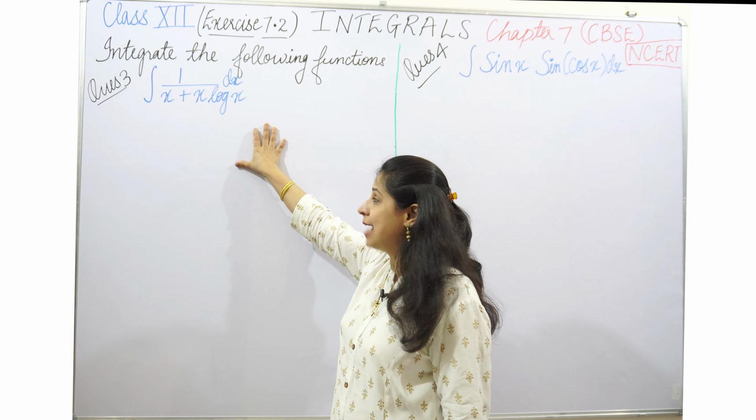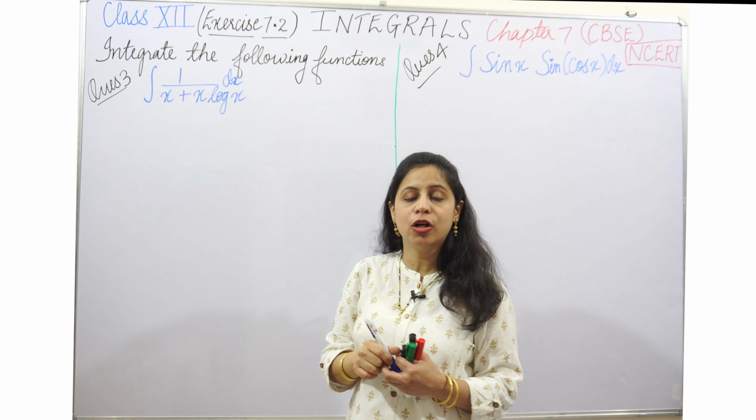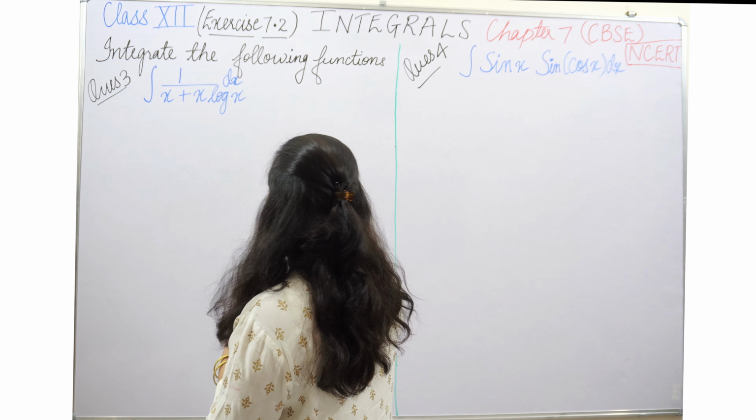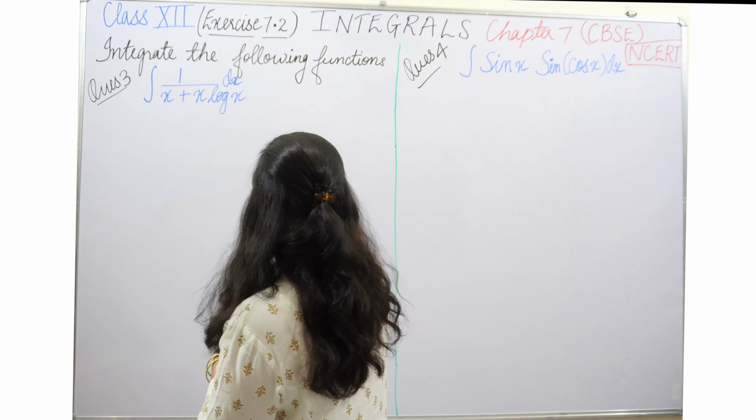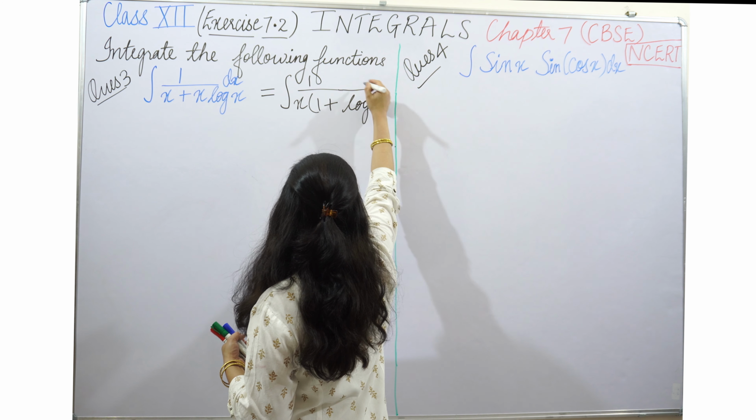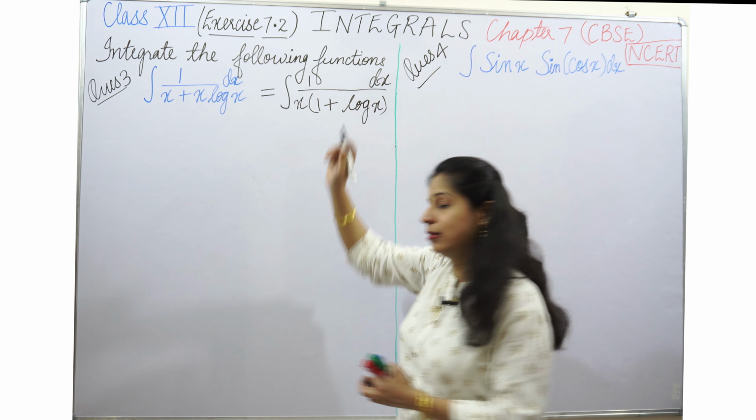Now the method of substitution is used over here. In the whole exercise, the method of substitution is being used. Okay. So what I will be doing over here, I will be taking x to be common, because x is in the denominator, x is over here also, and in this term also. Okay. So I'll be taking this x to be common. Okay. So it will be integration 1 upon x, and over here will be 1 plus log x, and we need to integrate with respect to x dx.